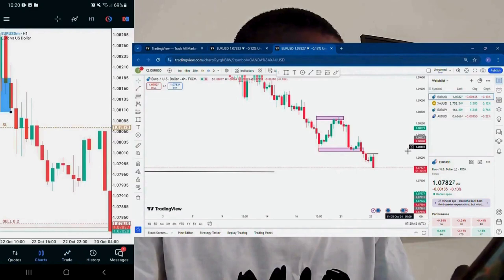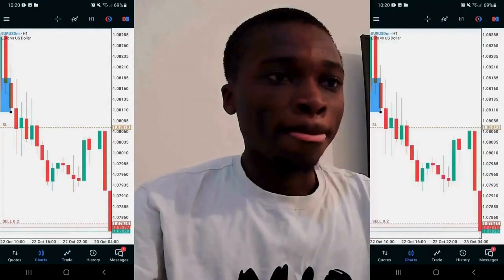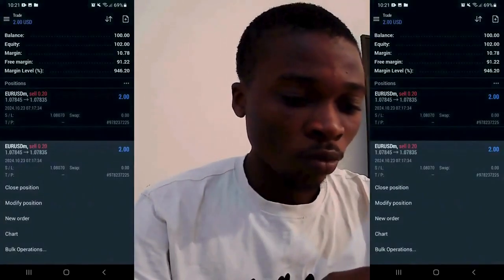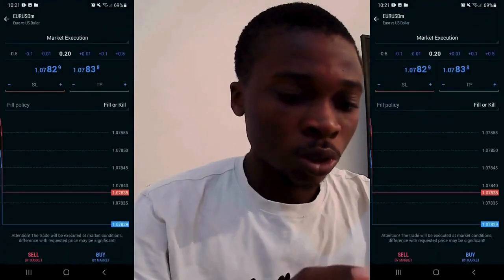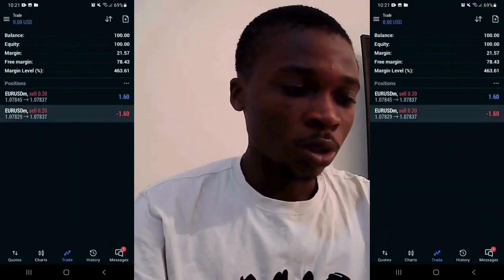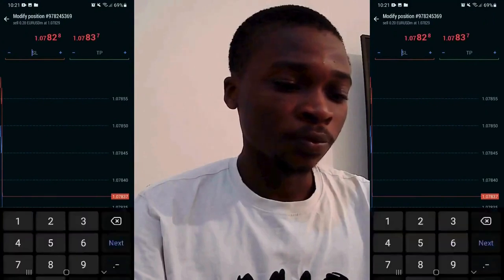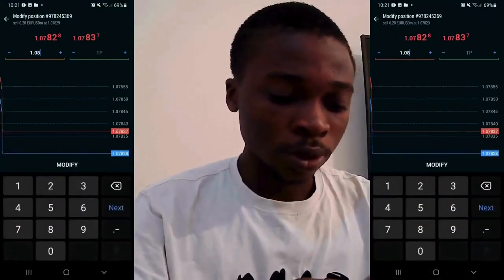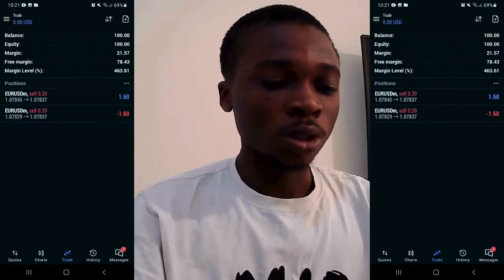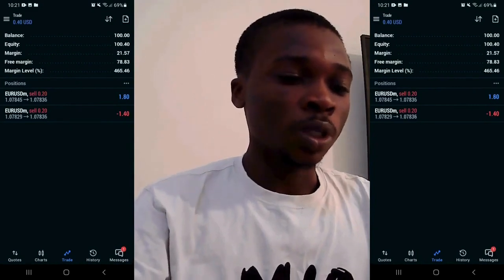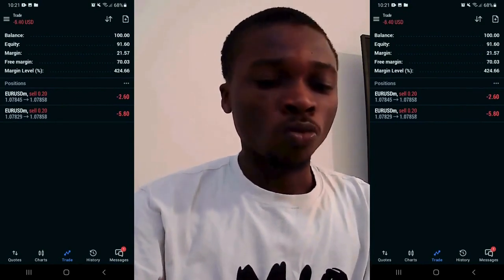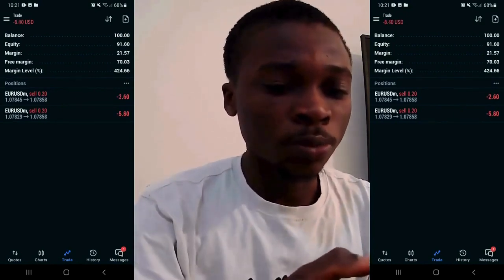So let me check my position size and see if it's okay. Let me see if I can add one more. Let's just make it 0.4 lot size. So now putting our stop loss right here, 1.08017. So here is our stop loss. We enter this trade. I'll update you guys on how this trade plays.